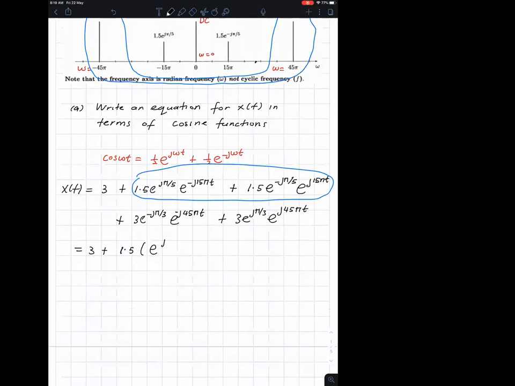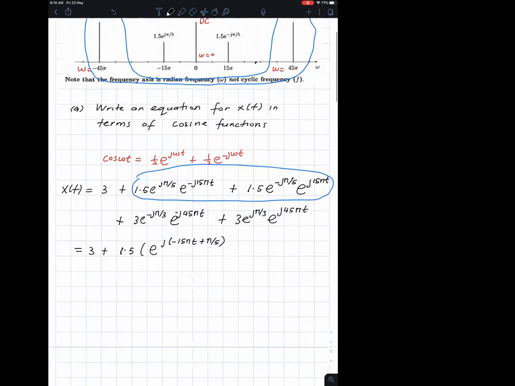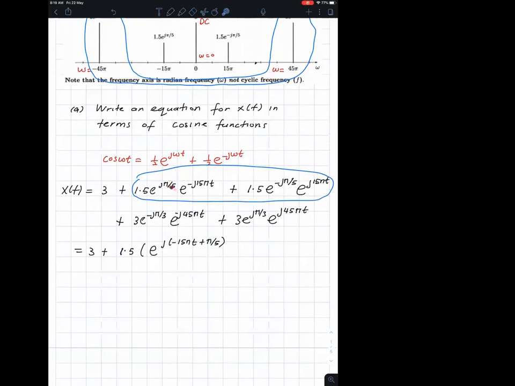Okay, I'm going to put the j outside and then I'm going to call this minus 15 pi t plus pi over 5. For this part, I'm just combining these two. As the way it is, I'm not factorizing anything, I'm not changing the sign. I'm just leaving it minus 15 pi here.